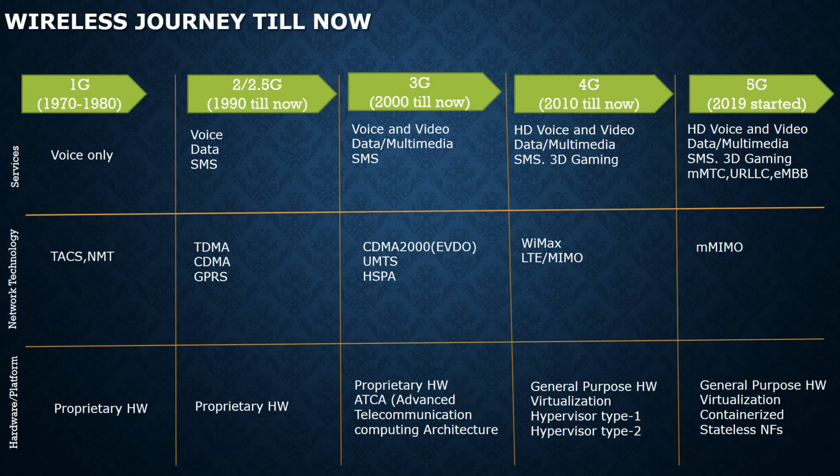So if you see, the wireless journey started from the first generation in 1980, and every 10 years we have a new generation of telecom network. It all started with voice, and then Qualcomm and 3GPP, two kinds of development bodies, were formed. Qualcomm was developing CDMA technology, and GSM was developed by 3GPP. So there were two parallel developments ongoing till 3G.